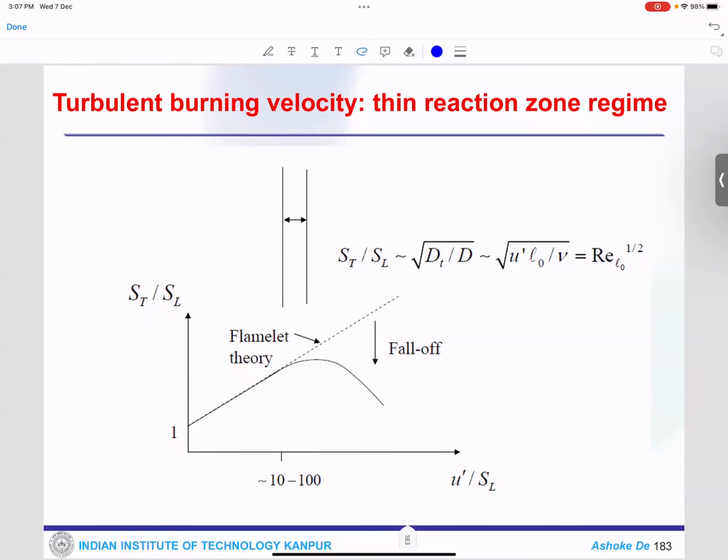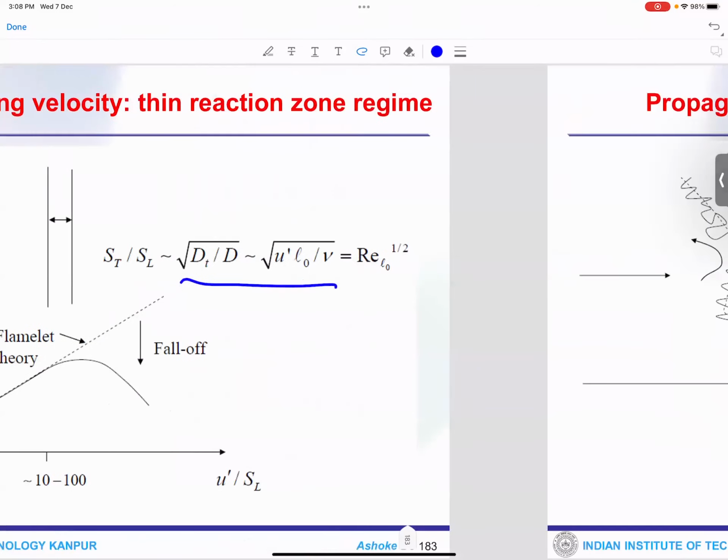So this turbulent burning velocity that you see here for the thin reaction zone regime is going to be estimated like this. These are again empirical correlations. Since these are empirical correlations, they may change when you change the fuel or the mixing parameters. So there will be a lot of other dependencies to that.